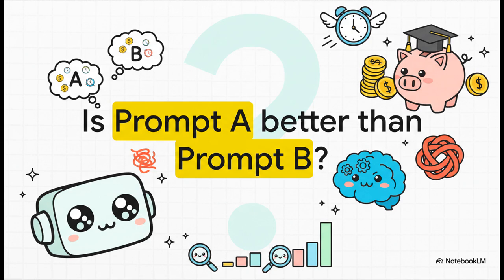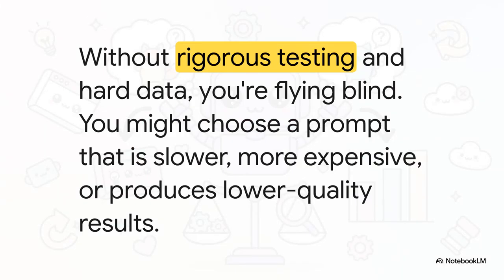But for the longest time, the answer has always been based on what? A gut feeling? A few random examples? So, how can you really be sure? With scientific certainty. Because without some serious testing and actual data, you're pretty much flying blind. You might pick the prompt that feels better, but over thousands and thousands of runs, it could secretly be the one that's slower, way more expensive, or just gives you worse results.